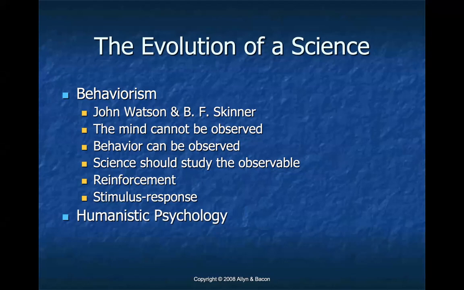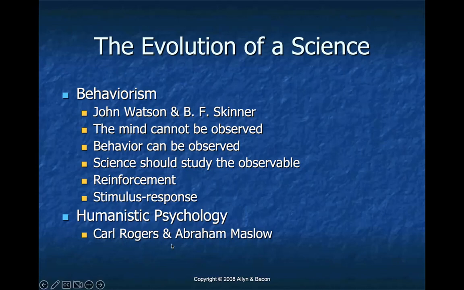Humanist. Carl Rogers and Abraham Maslow. You may have heard of Maslow and his hierarchy of needs. His basic needs have to be met first. Water, food, air, not coughing, things like that, before you can achieve the bigger things.